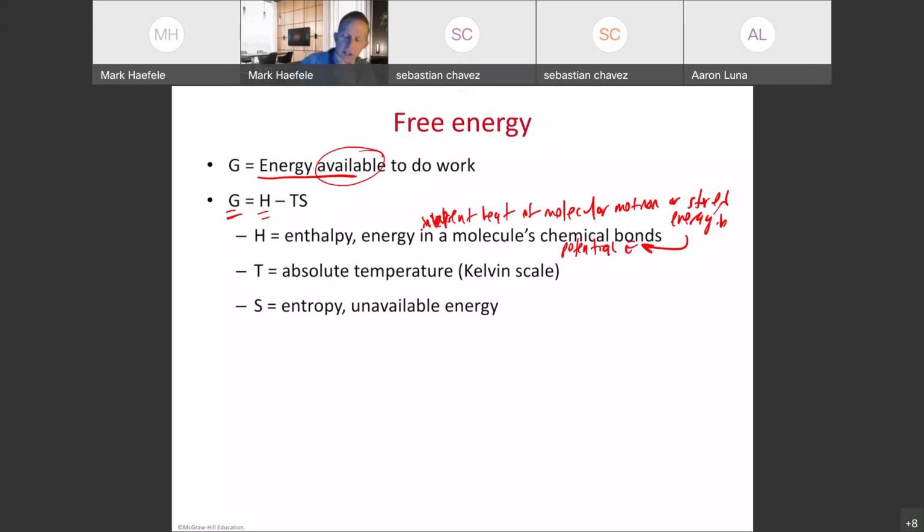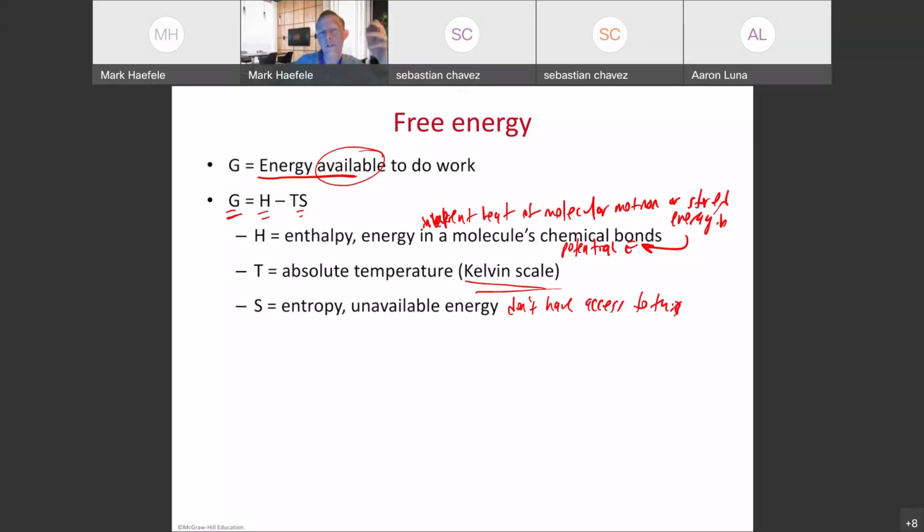And then, of course, T is absolute temperature. This is going to be your Kelvin scale, right? This is basically a situation where you would use the mighty Lord Kelvin. And then S is entropy. This is unavailable energy. So this is energy that you do not have access to. So it's an energetic term, entropy actually is.